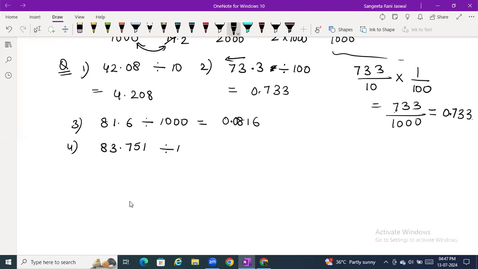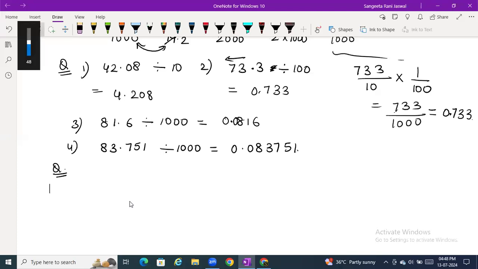Harshit, you tell me this now. Yes, tell me the answer. Ma'am, the answer is 0.083751. Very good. 0.083751. Very nice. Good, Harsh. Ma'am, I also got the same answer, ma'am. Very good, Adya. That's great.